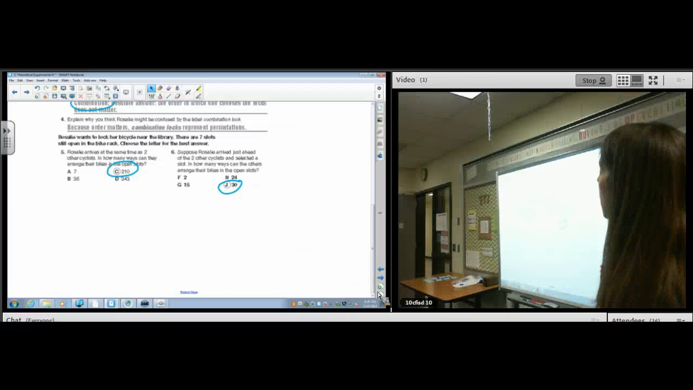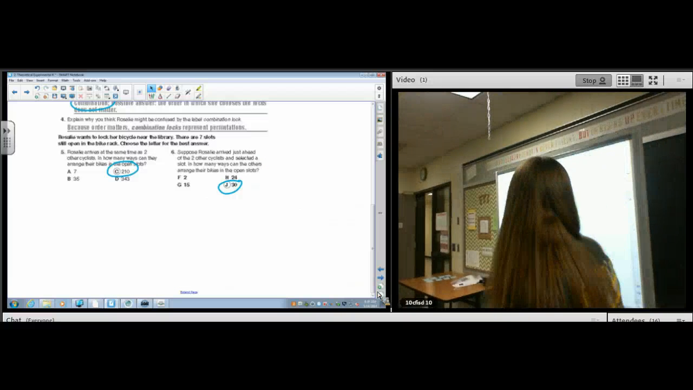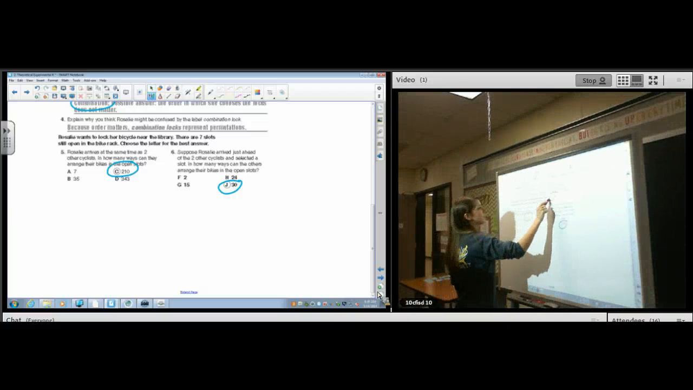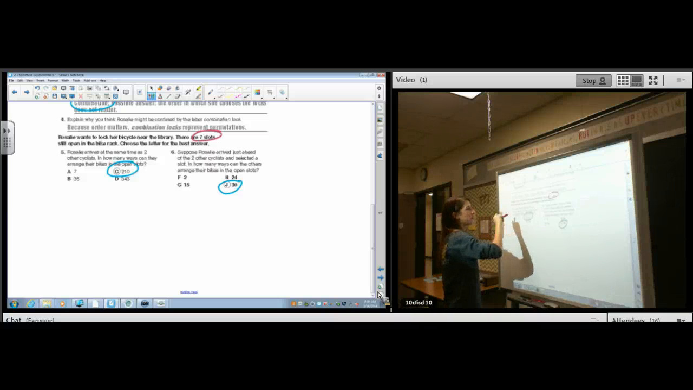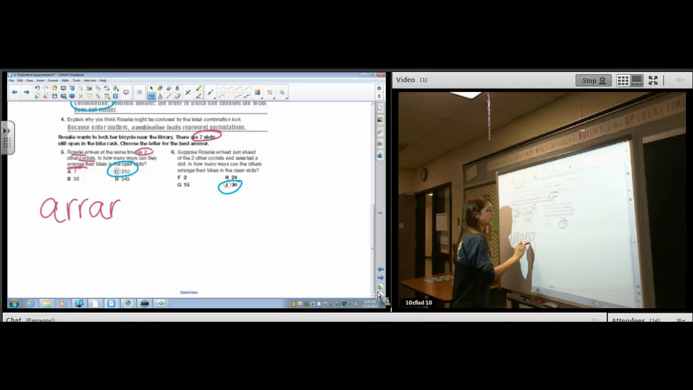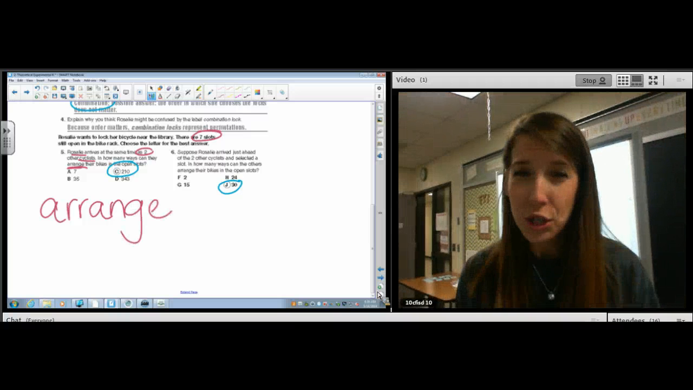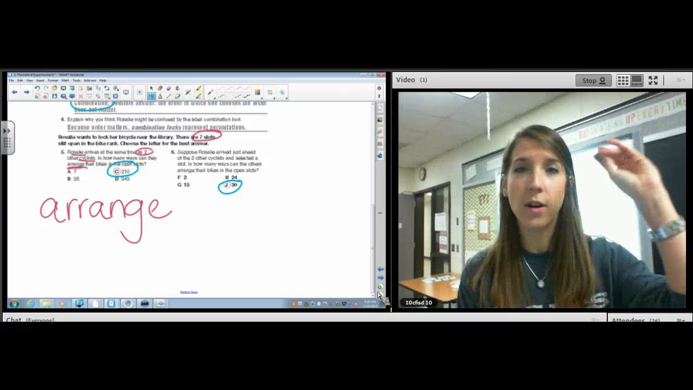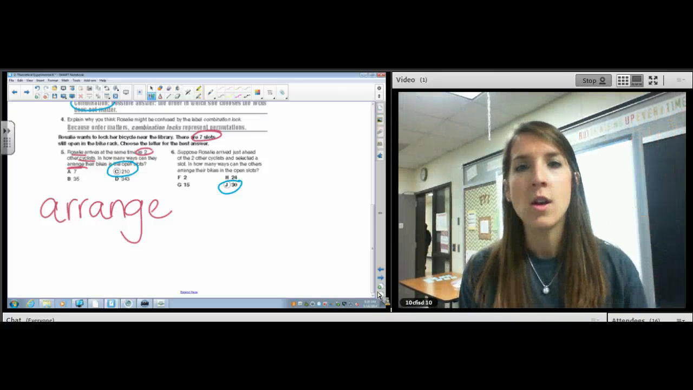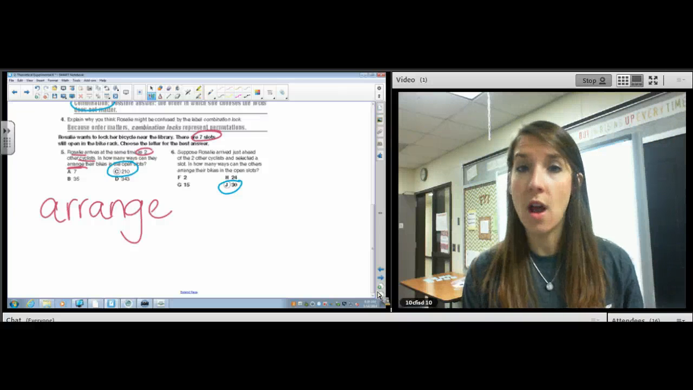Okay, so we're looking on number 5 back on the other side. There are 7 slots in the bike rack. Rosalie arrives at the same time as 2 other cyclists. How many ways can they arrange their bikes? That word arrange should be an indicator. It should be a key word. It should set off something in your brain. Does order matter or does order not matter?